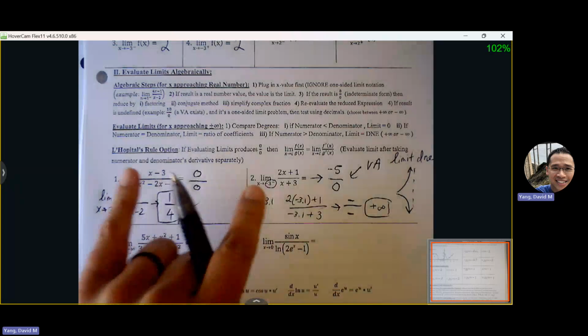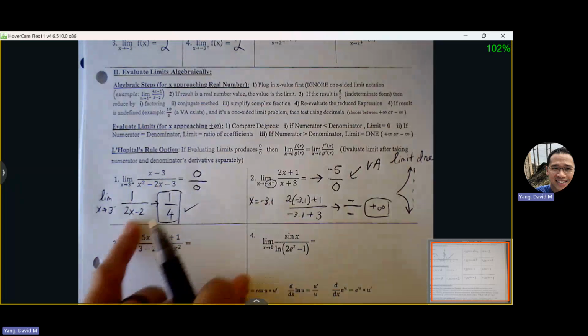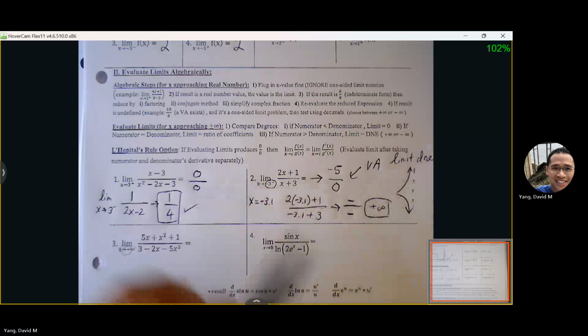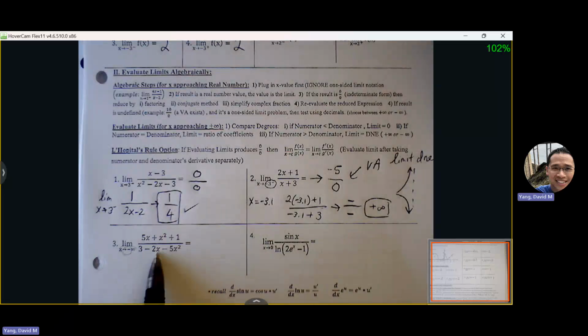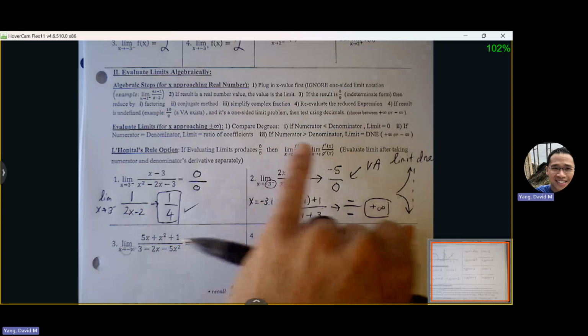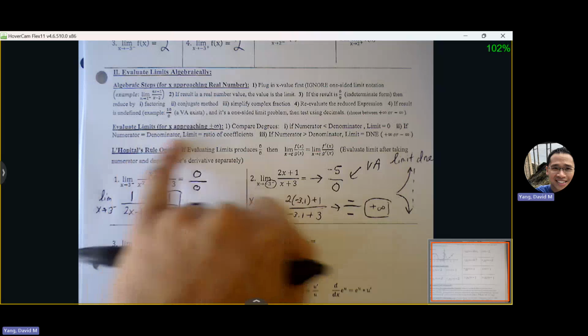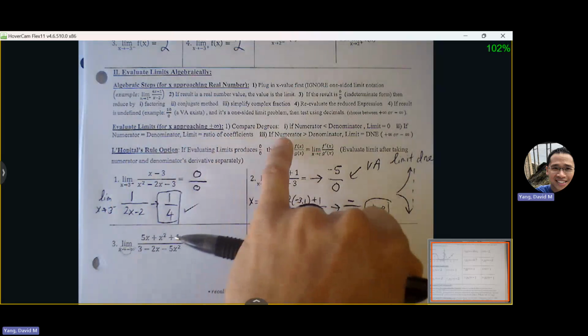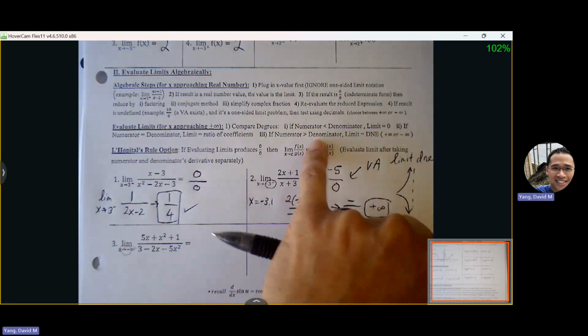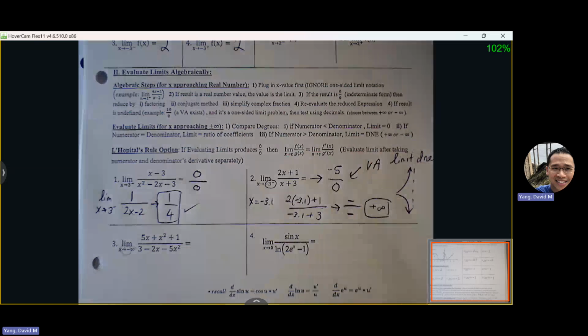We no longer plug in the x value. What do we do if we see infinities? What do we do? Compare degrees, right? This is end behavior. So just to remind us, if we compare degrees, if the denominator has a higher degree, your limit is always 0. If your degrees are the same, then it's just a ratio of the coefficients. If your numerator has a higher degree than the denominator, then your limit doesn't exist. It's either positive or negative infinity. And then you can just plug in a large number to decide which direction it's headed.